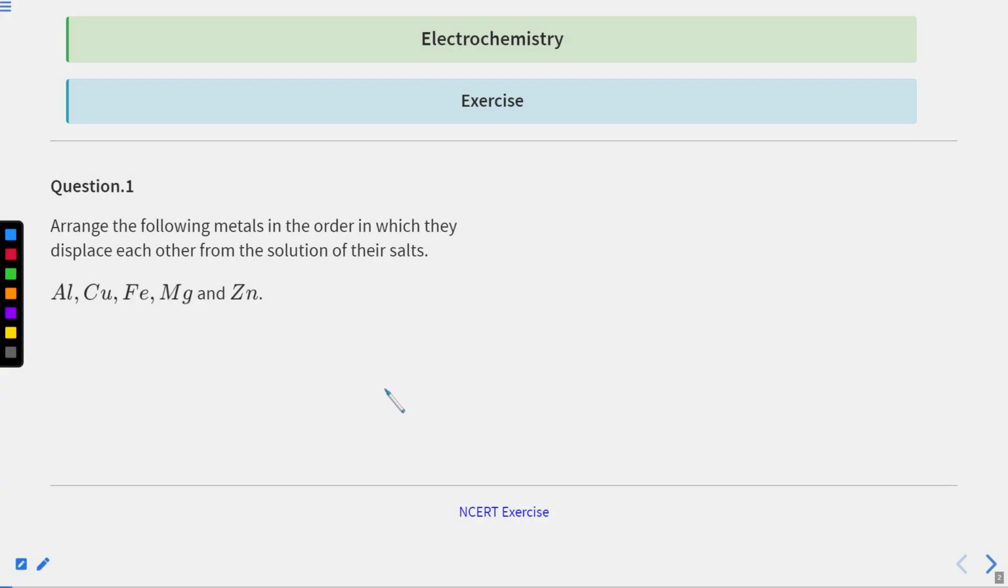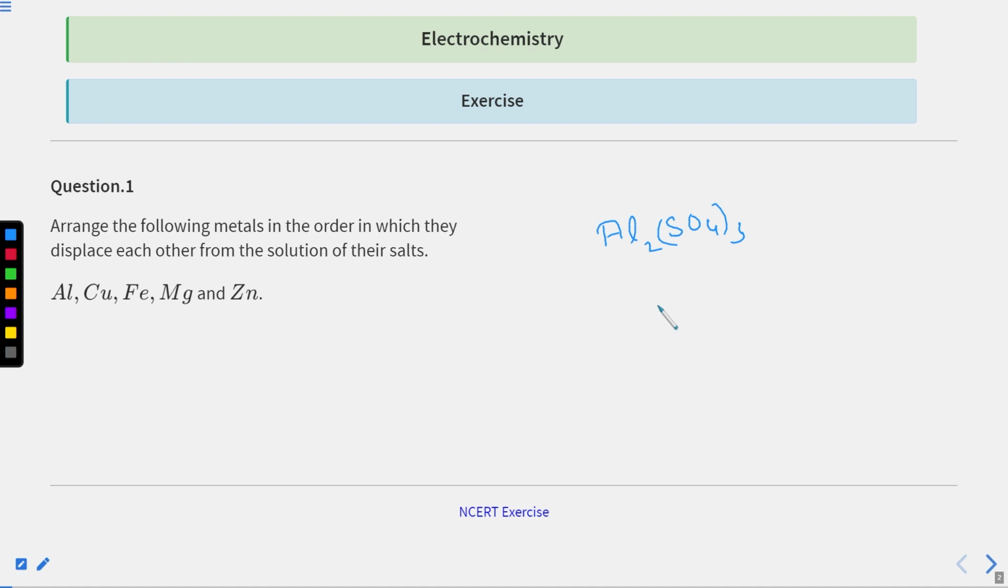So let us start the exercise of electrochemistry. The first question says that we have to arrange the following metals in the order in which they displace other metals from the salt of there. So basically, what do you mean by salt? If you think of salt, suppose we have the Al. Then we can think of a salt like Al2(SO4)3. So this is the meaning of salt.